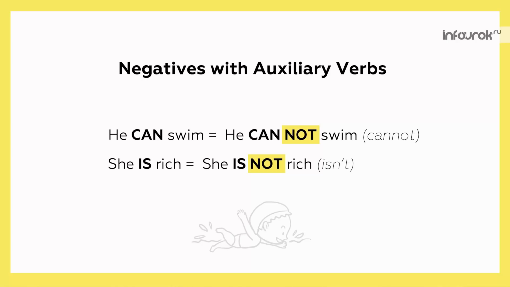So, he can swim, or can he swim? He cannot swim. She is rich. She is not rich, or she isn't rich. The not again follows the auxiliary to be.